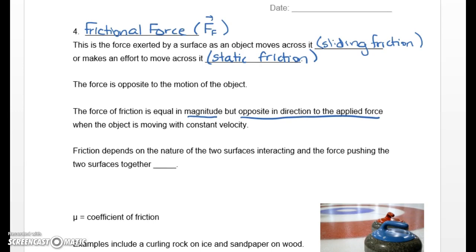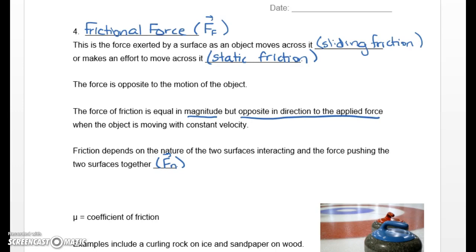So friction depends on the nature of the two surfaces that are interacting with each other and the force pushing those two surfaces together, which in this case we're going to be looking at our normal force. So that's that upward force that's pushing the surface against that object. So remember, that's also called your support force.